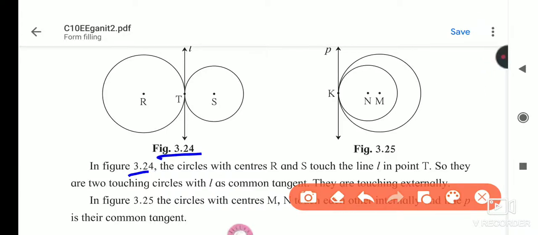So this is the circle, this is the greater one, and this is the center, R. They touch each other at point T, which means they are touching each other at point T. So they are two touching circles. Which type of circles are these? These are externally touching circles, because they are touching each other externally.